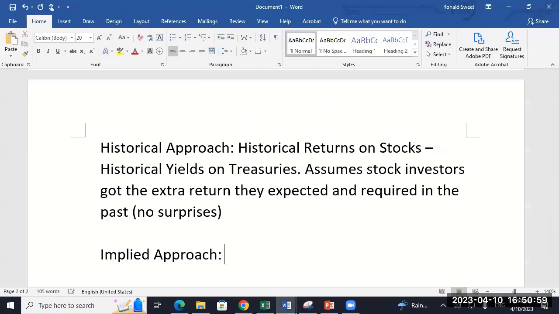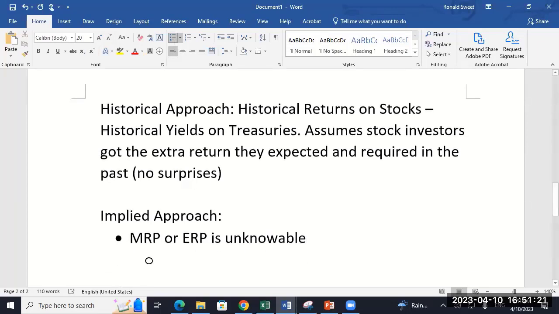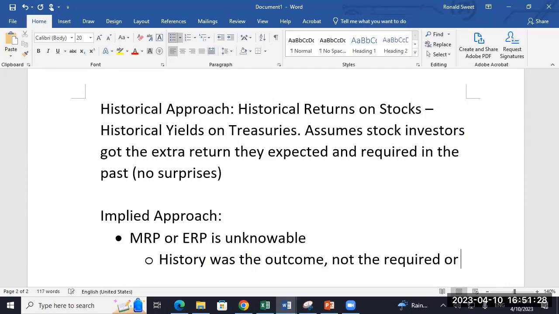So what does the implied approach say? Well, there's a few assumptions. First of all, the market risk premium or equity risk premium is unknowable. There's no place to go get it. History only tells you what you actually got. It doesn't tell you what you needed to get. So history was the outcome. It's what we got. It's not what we expected. It wasn't what we required.